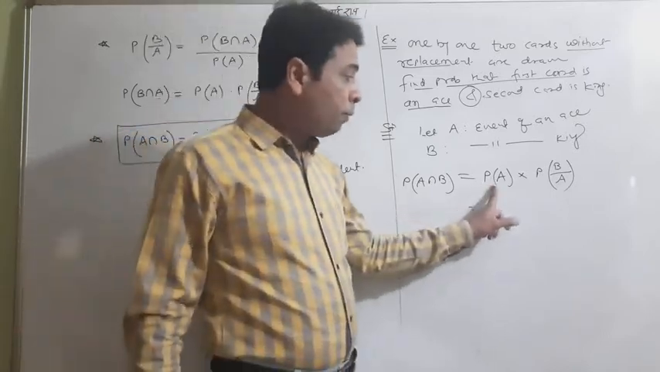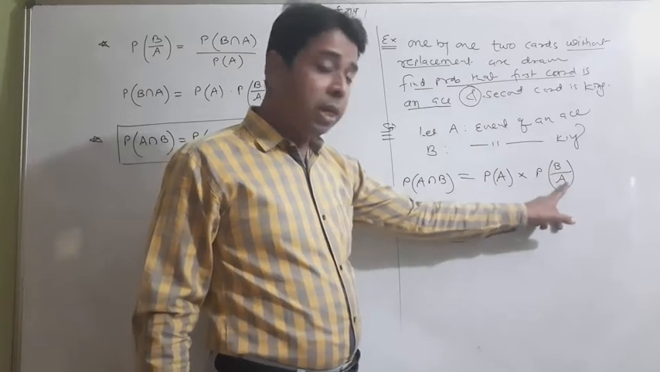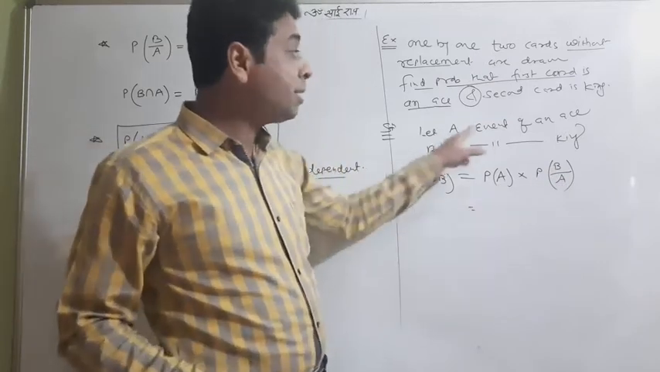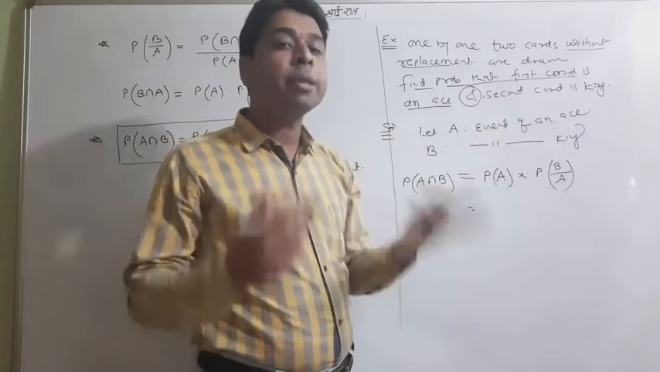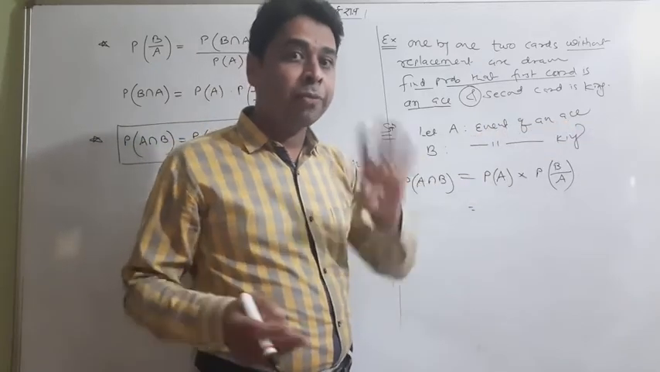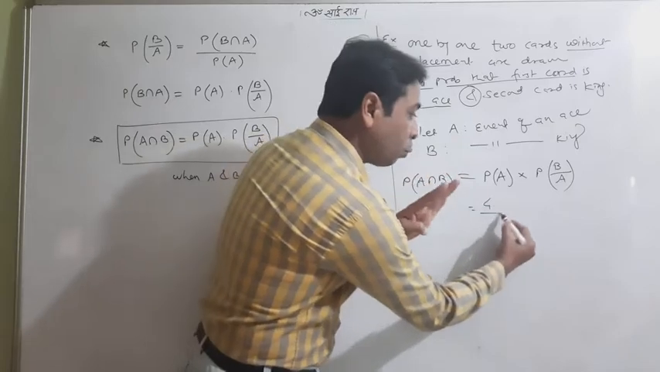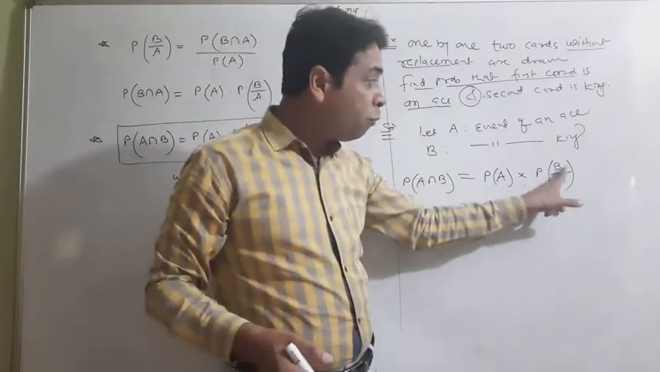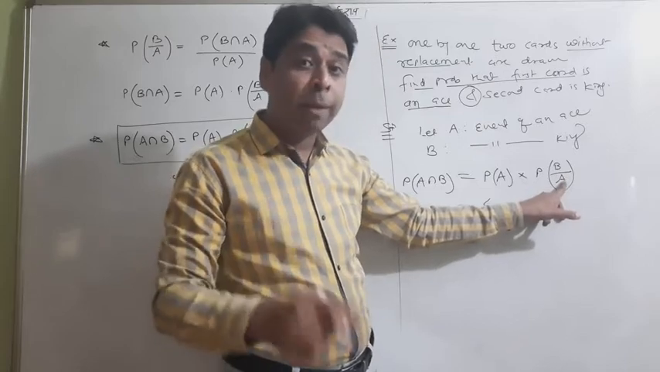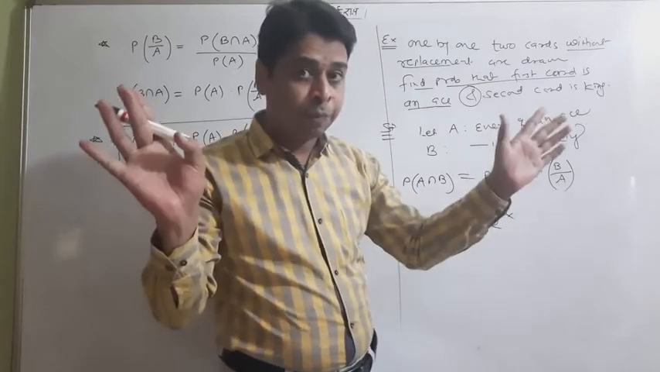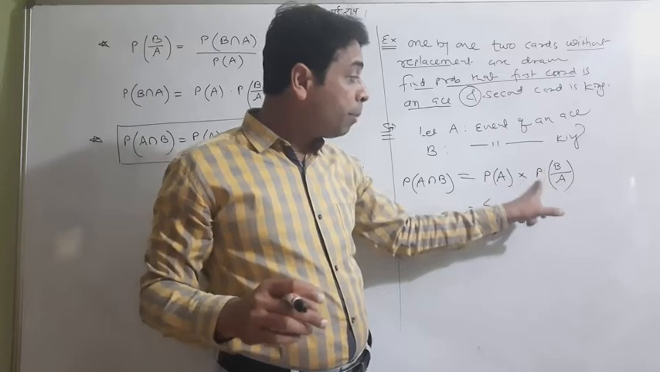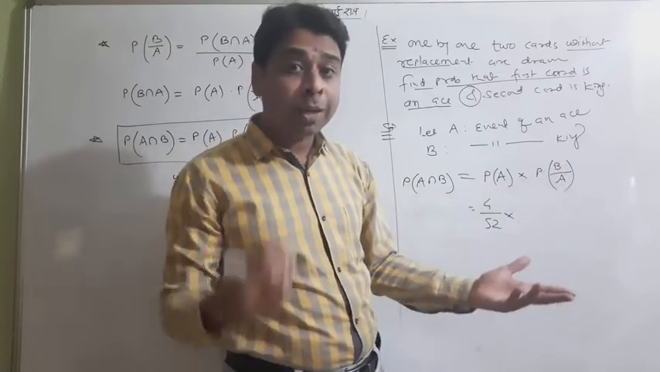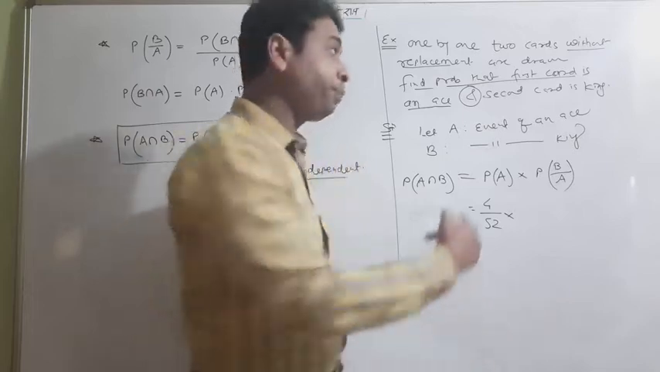Okay, so P of A into P of B upon A, what is its meaning? P of A is the probability of A. A is an ace card. So what is the probability of an ace card? Number of ace cards 4, number of total cards 52. That you have done. But what about the probability of B upon A? You don't worry about the upon A; it is not division. It indicates that the probability of the second event depends on the first one. And why is that? Because the card was not replaced.